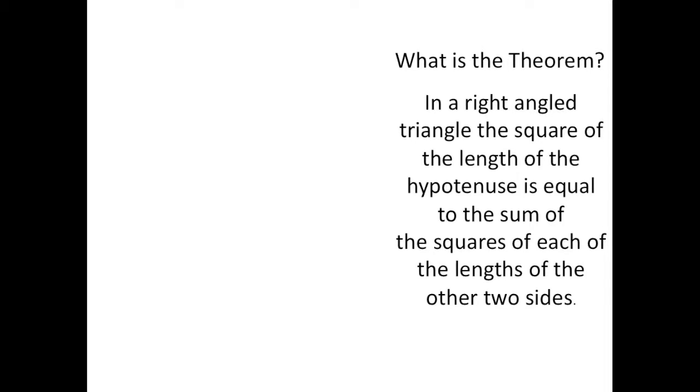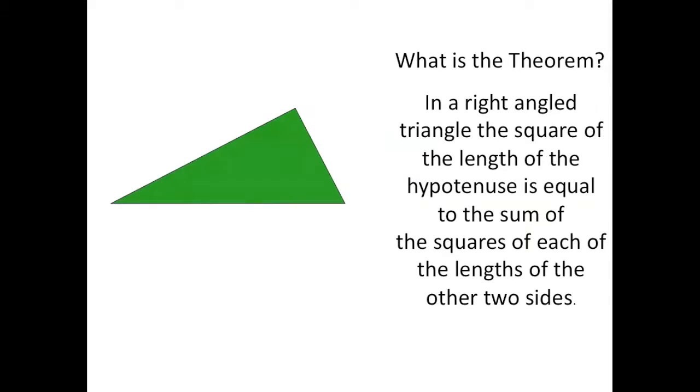So first, it says you need a right angle triangle. So here's our right angle triangle, and we're going to label it A, B, C. And A represents our right angle, which basically just means that it's 90 degrees.